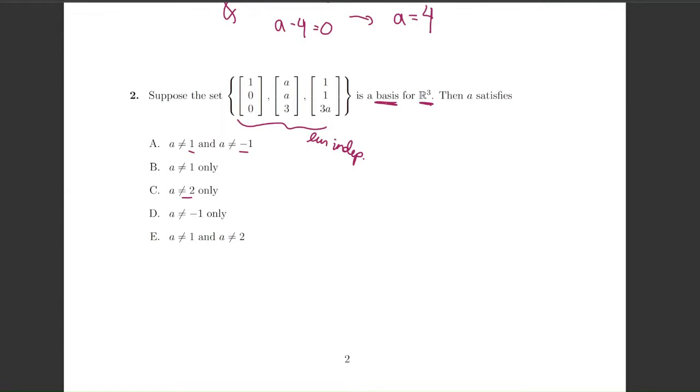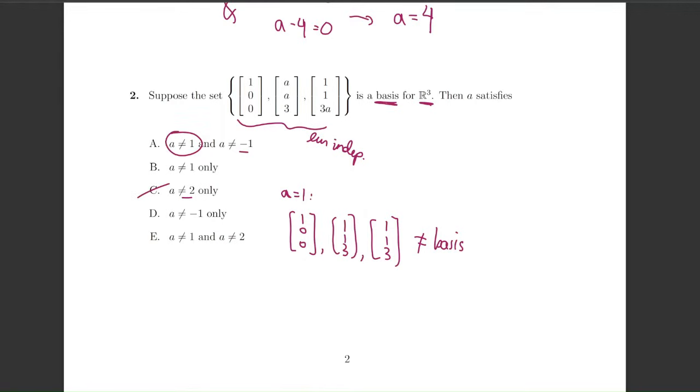So for example, if we plug in a is equal to 1, you would get the set of vectors 1, 0, 0, 1, 1, 3, and 1, 1, 3. So obviously these two are not linearly independent. So this is not a linearly independent set, so it's not a basis for R^3. Already from that, you can see that this is definitely a condition that must be had. So we can eliminate C, D.